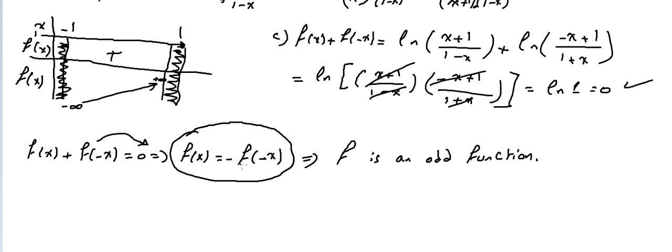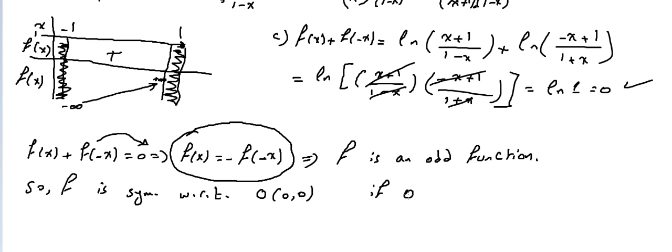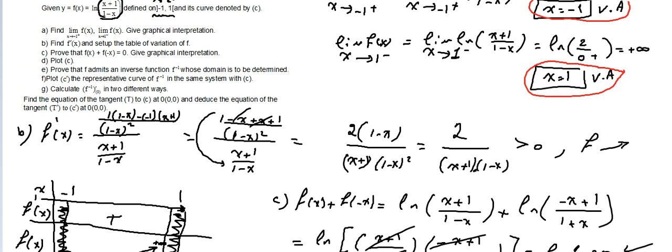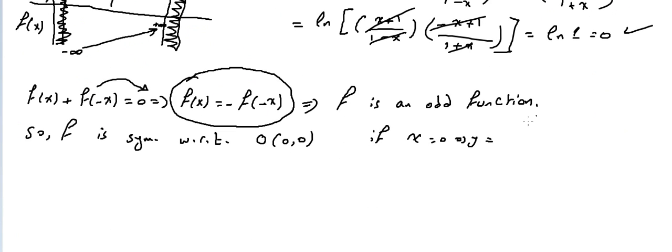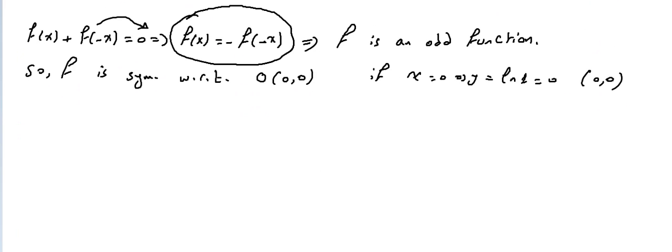So what's the meaning of that? This means the function f is symmetric with respect to the origin, because it's an odd function. Anyway, let's see if it passes through the origin. If x equals 0, then how much is y? It's ln of (x plus 1) over (1 minus x), right? If we substitute 0, it will be ln of (0 plus 1) over (1 minus 0). So it's ln 1, which is equal to 0. So yes, we have (0, 0) as a particular point. The function passes through this point.